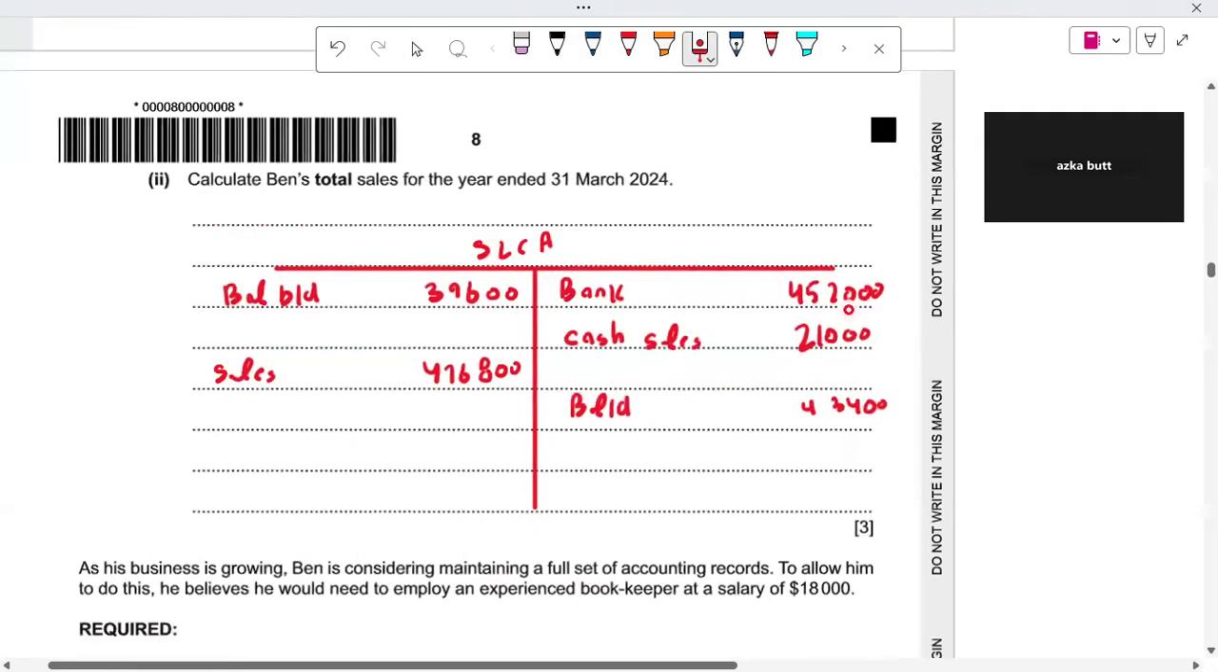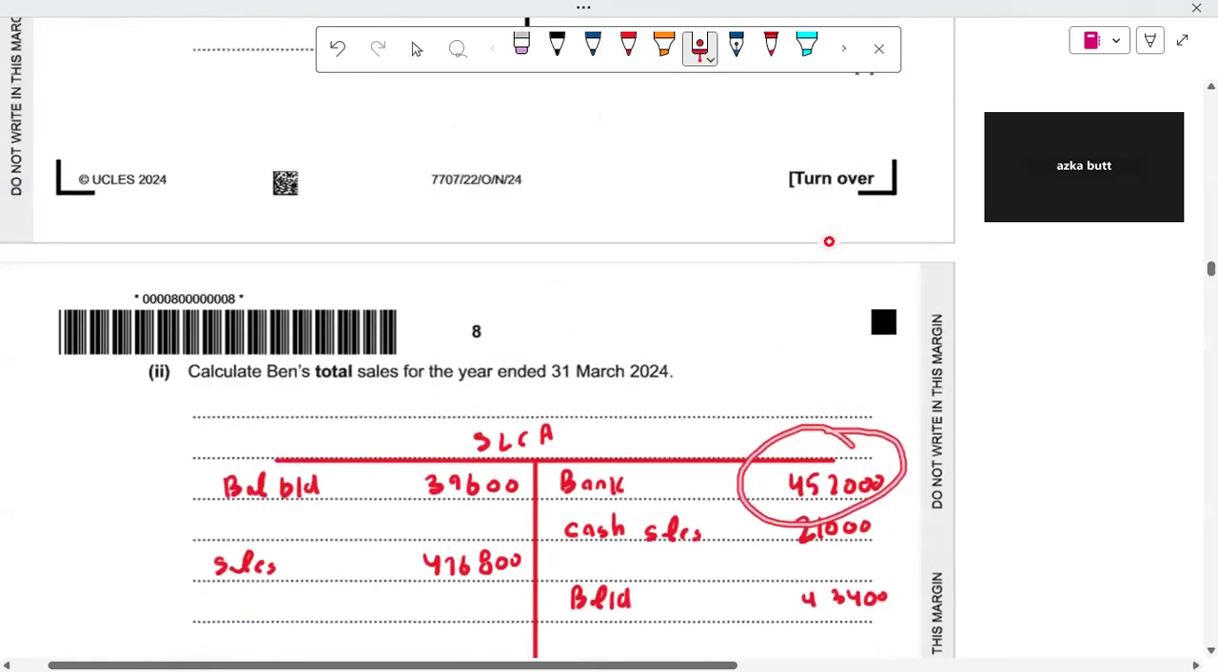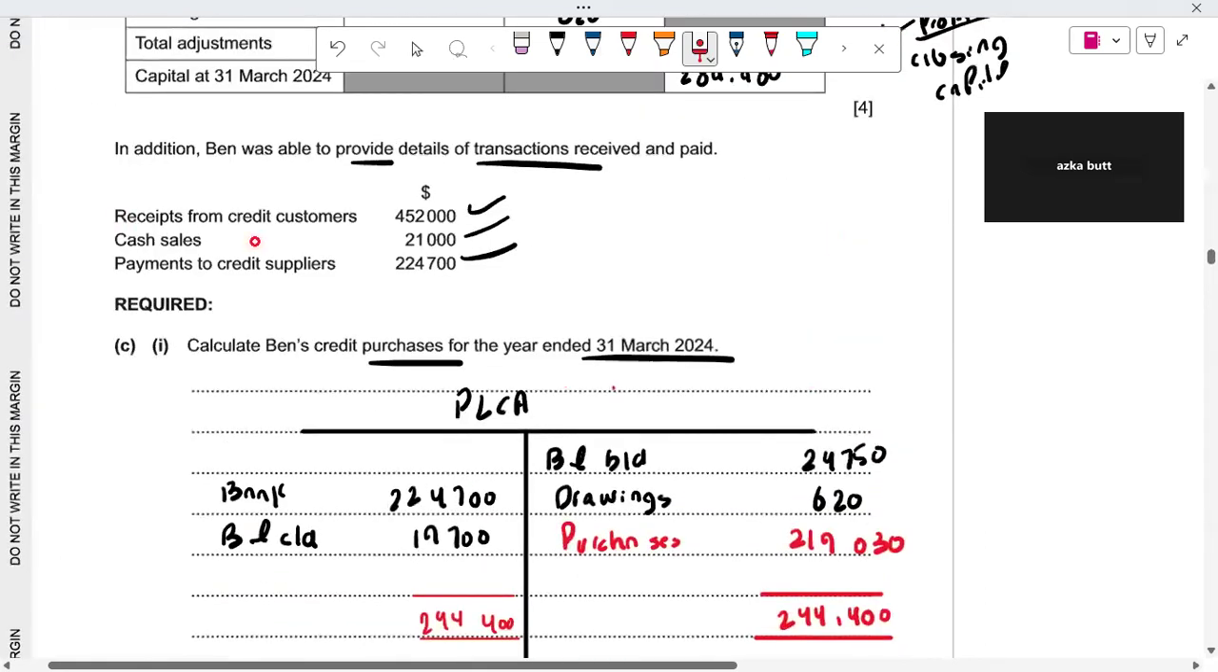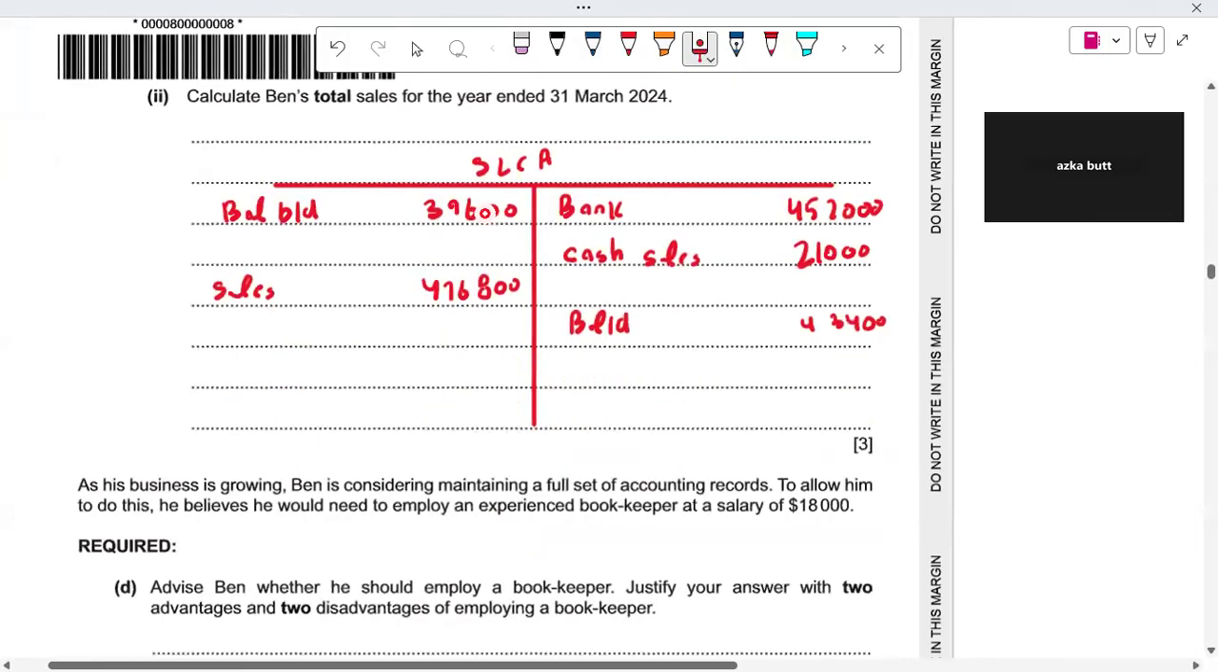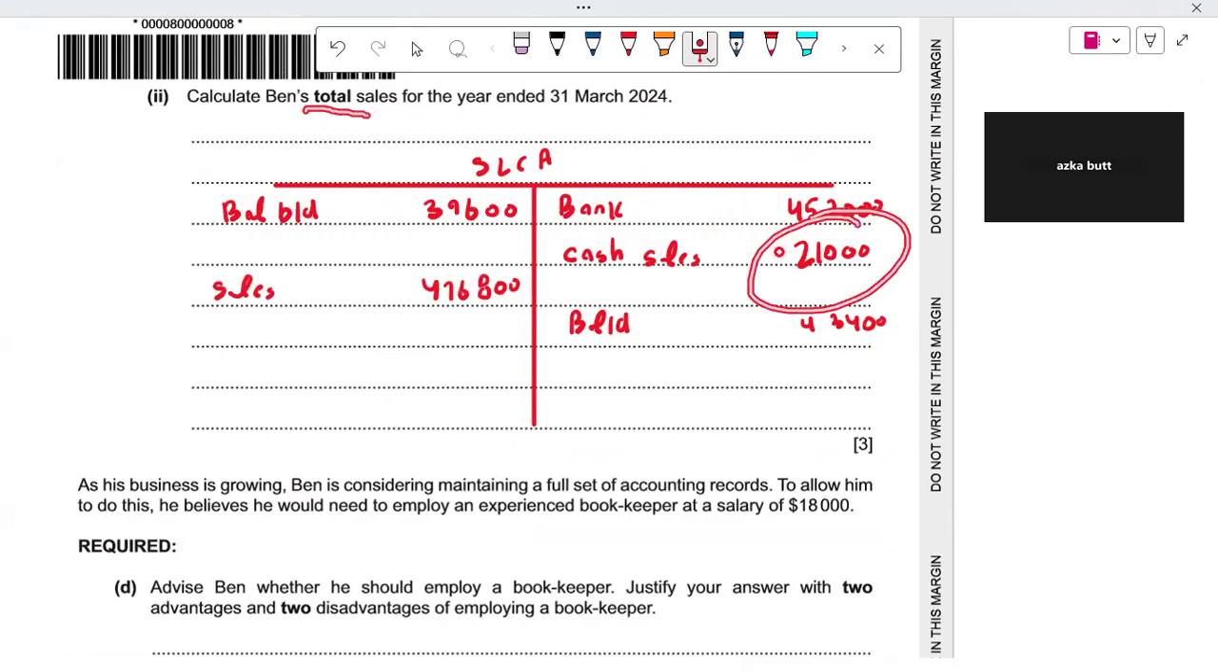And we receive the amount from the customer here, received from the customer, which is 50,000. So SLCA will be credit and the bank will be debit. And since they are talking about total sales, that's why we have to add the cash sales also here.